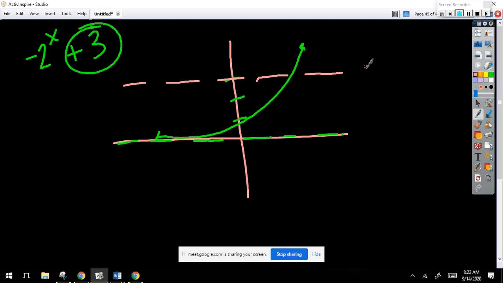Logs have vertical asymptotes. Exponentials have horizontal. So the range would be negative infinity to 3, but would it be a parenthesis? Yes, it would be a parenthesis on both of them. Because this negative is flipping it over. That plus 3, those are correct.